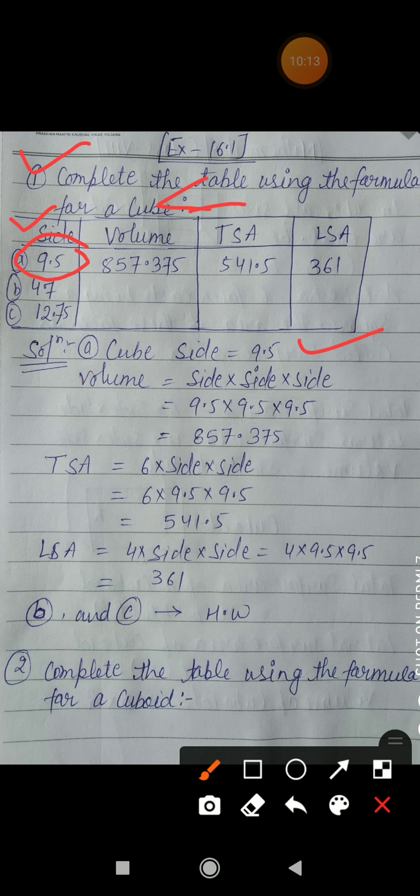Here you have to write the unit of this. If any type of unit is not given in the question, then you have to write the unit cube. So you have to write here the unit cube. This is the volume of a cube.